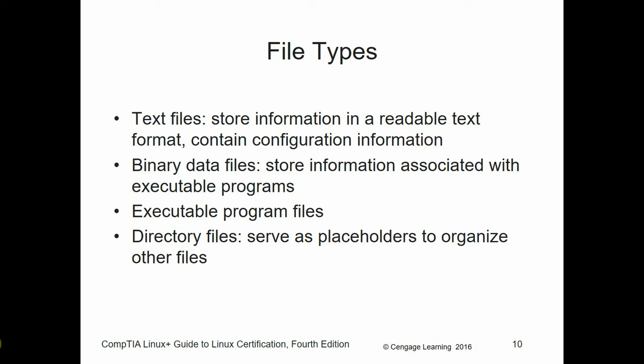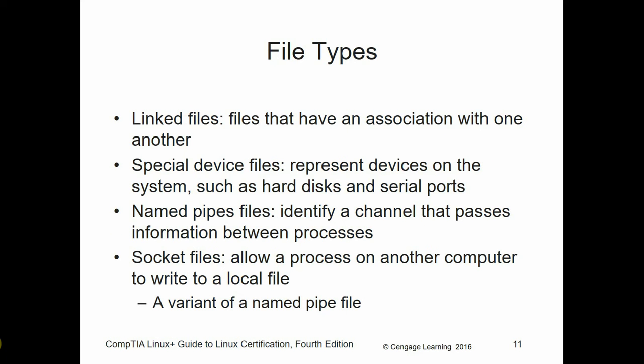There are different types of files, just like how we work with them. Text files store information in a readable text format, containing configuration information. Binary data files store information associated with executable programs. Executable program files, and then we have directory files, which serve as a placeholder to organize other files. Linked files have an association with another file.